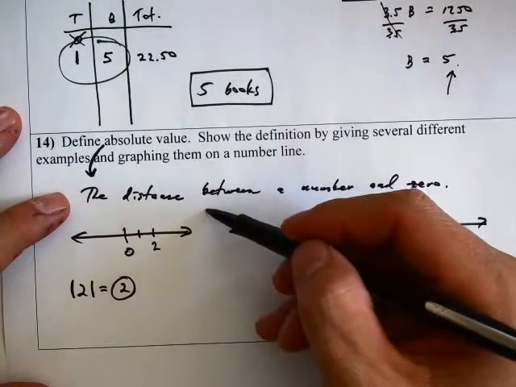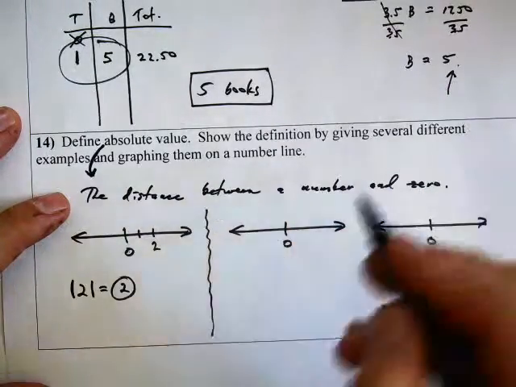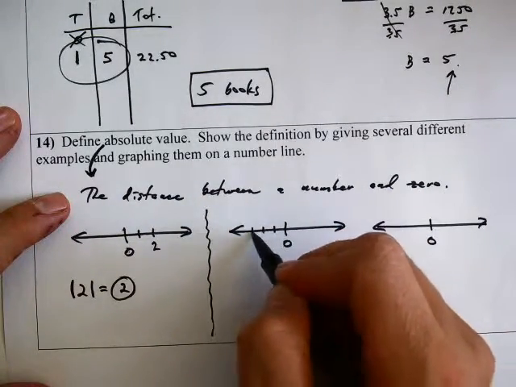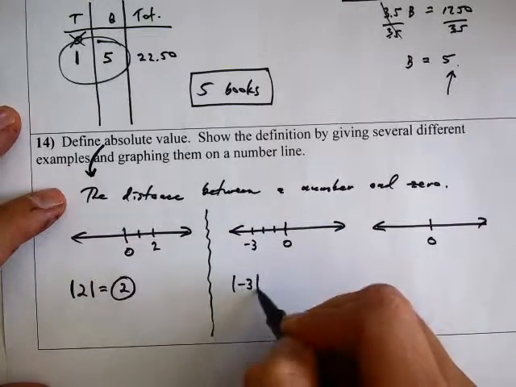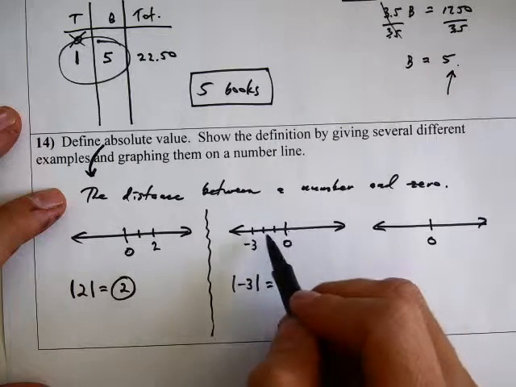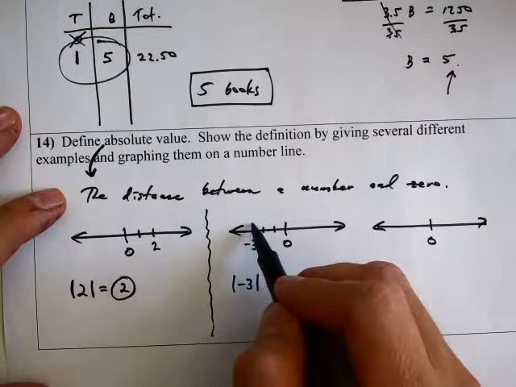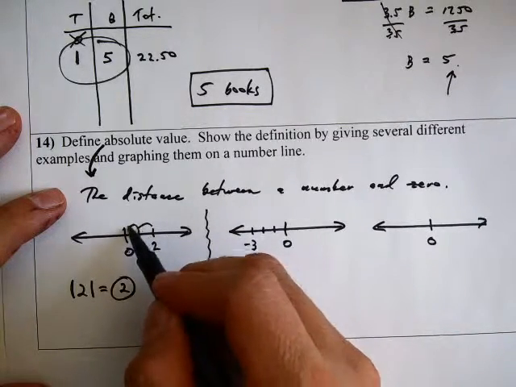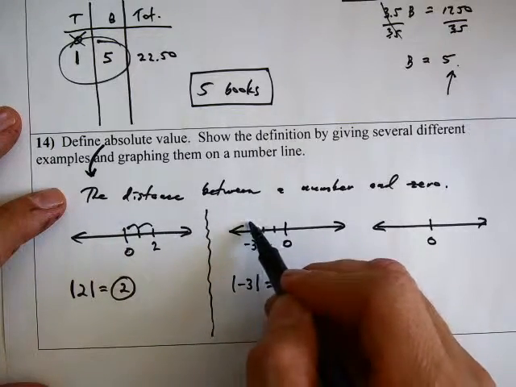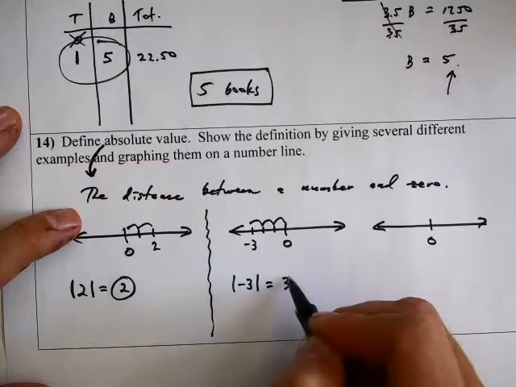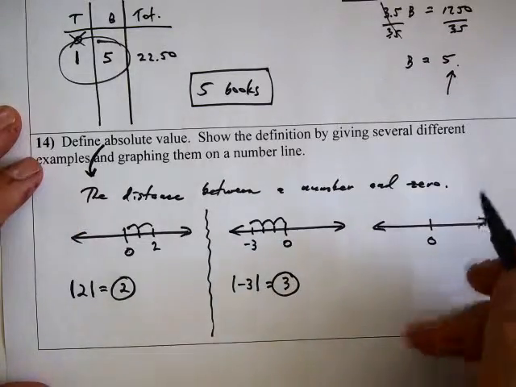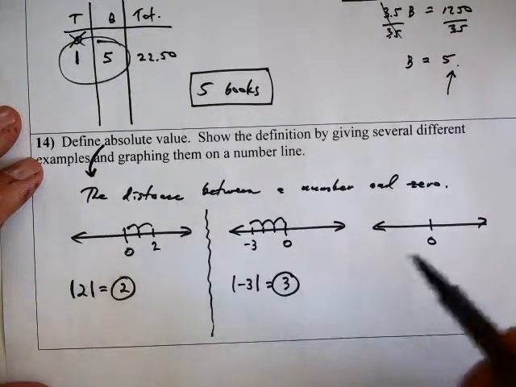Okay. Let's put a little divider in here. But what about this number? 1, 2, 3, negative 3. So the question is now, what's the absolute value of negative 3? Well, what's the space? There are 2 spaces over here, but over here, 1, 2, 3. So the absolute value of negative 3 is 3. And the reason why is because you can't have a negative distance.